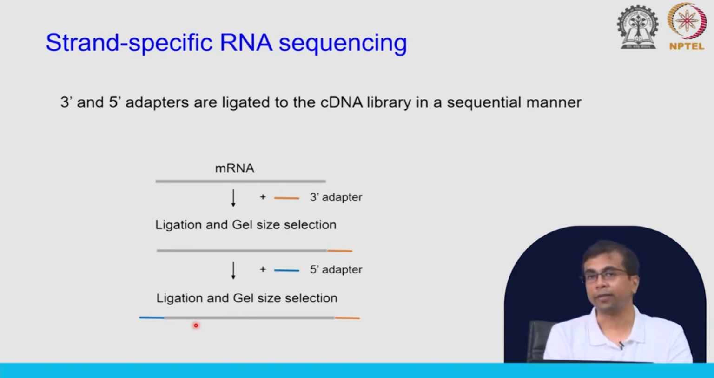Once you go through all the processes and then sequence, you will get the adapted sequence, and you know which strand you are getting the sequence from. Based on that, you can assign which gene is producing this mRNA and the read data.